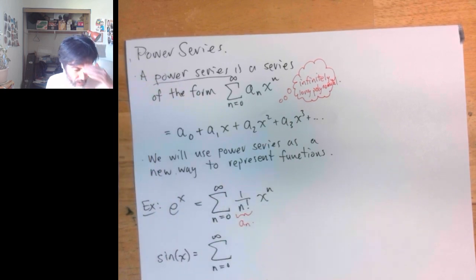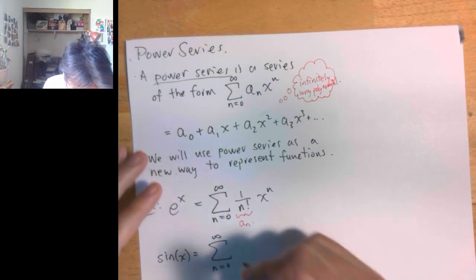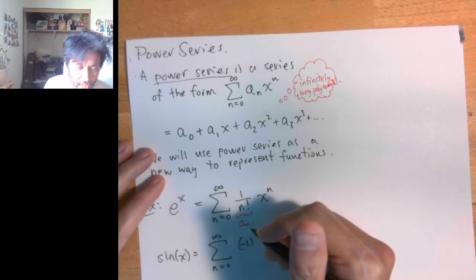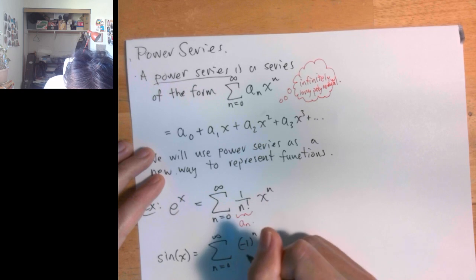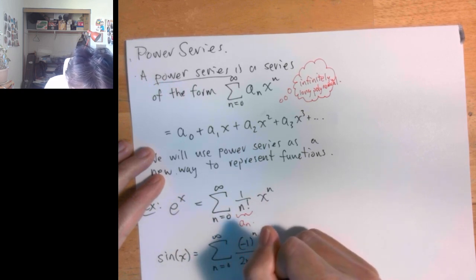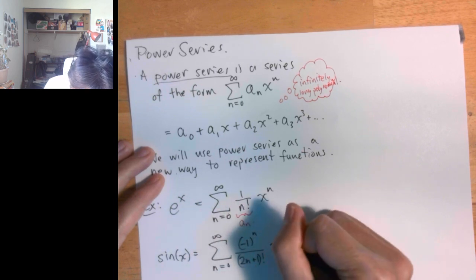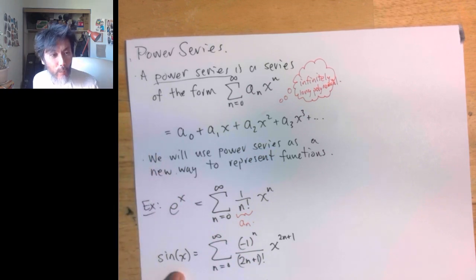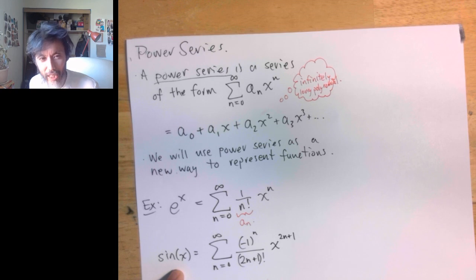I believe that the power series representation of sine of x is like this. It's -1, I'm not trying to scare you, so just relax, to the nth power over 2n plus 1 factorial times x to the 2n plus 1 power. Okay, a new perspective on this incredibly important function, sine of x, as an infinite series.